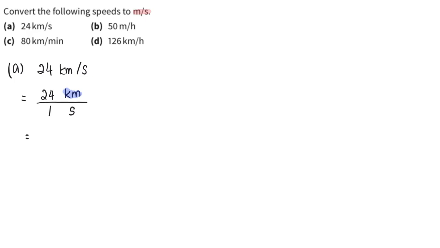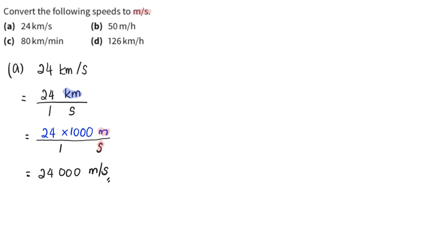Alright? And so, how does that work? So my 24 kilometer, I just need to times 1000 and it will be meter. The whole thing is still over 1 second because I just need to get to meter per second. And therefore the final answer is 24,000 meter per second. And that will be for part A. Alright.